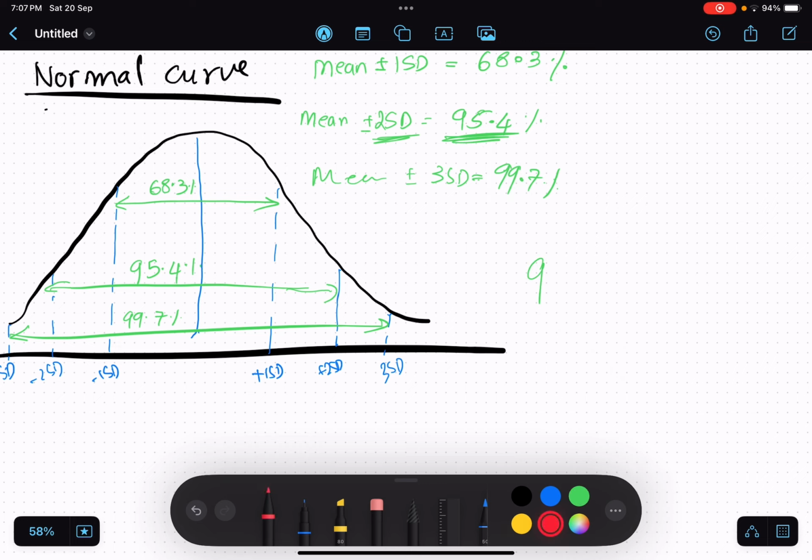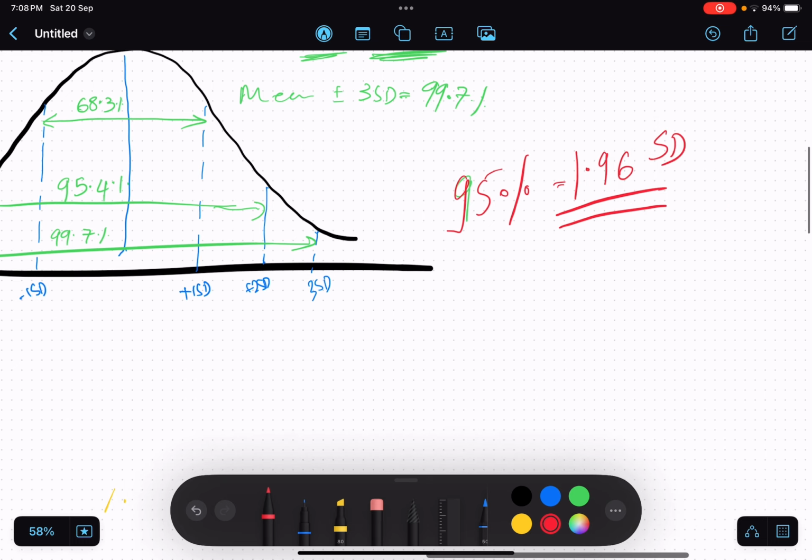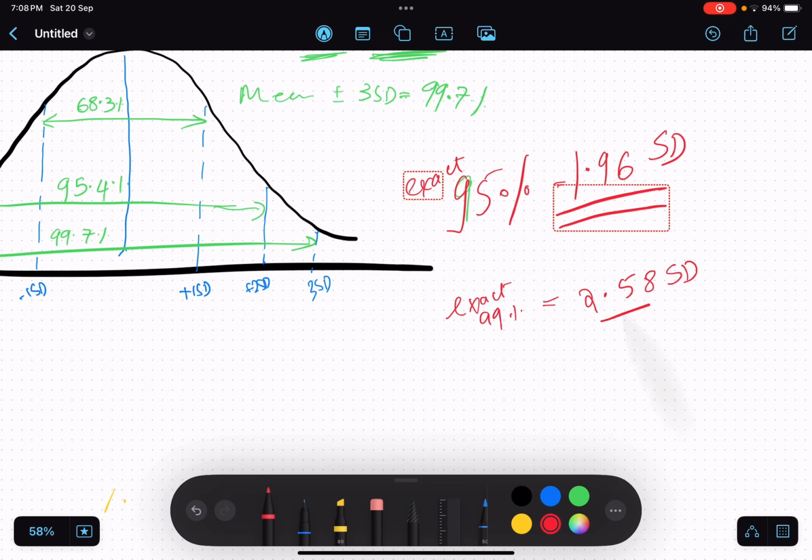Now suppose 2 standard deviation is 95.4%. If I want only 95%, that means it should be less than 2 standard deviation, right? So the answer exactly is 1.96. So 1.96 standard deviation is exactly 95%. If it is exactly 99%, it is 2.58 standard deviation. Exactly 95%, 1.96 standard deviation. Exactly 99%, 2.58 standard deviation.